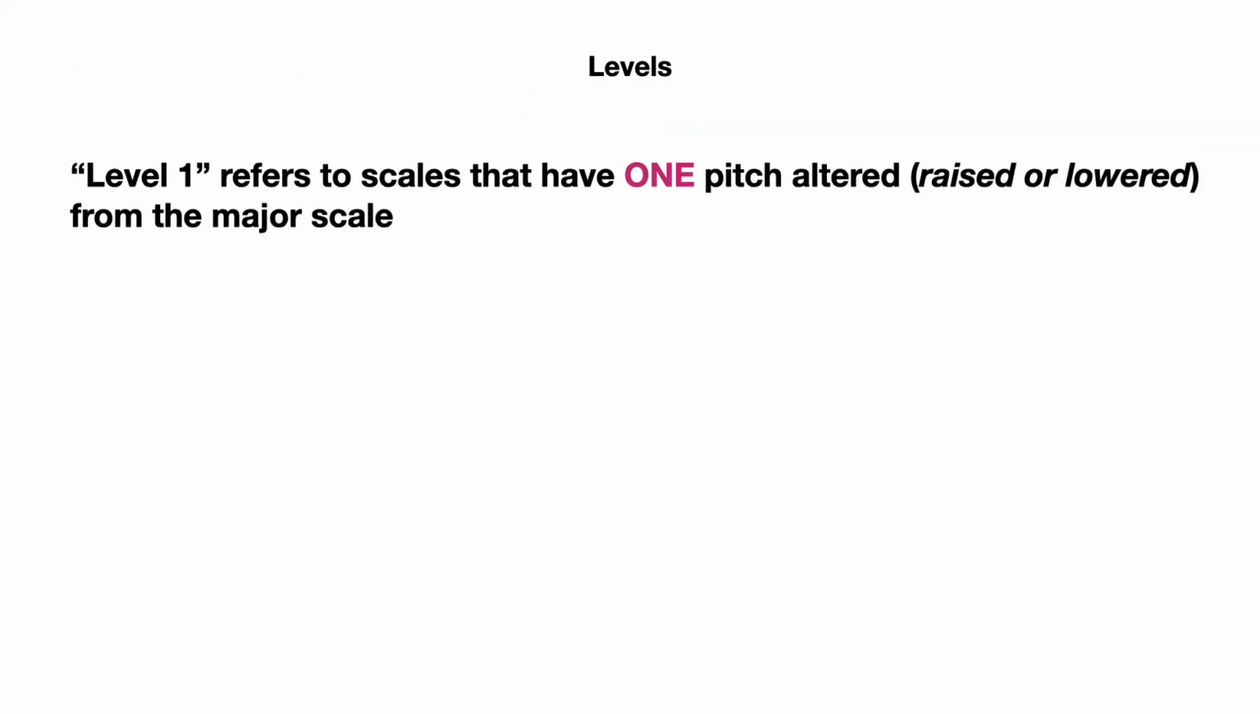So when I'm using the word level, I'm talking about the distance that a scale is from the major scale. So a level 1 transformation or a level 1 scale refers to scales that have one pitch altered, that's raised or lowered from the major scale.